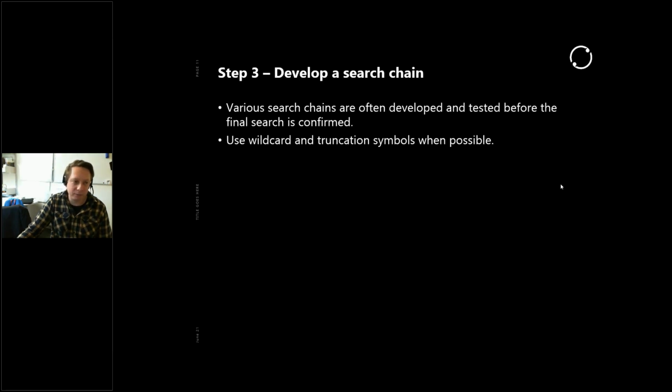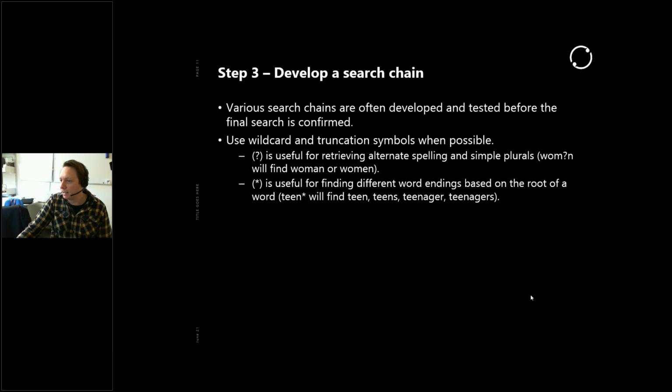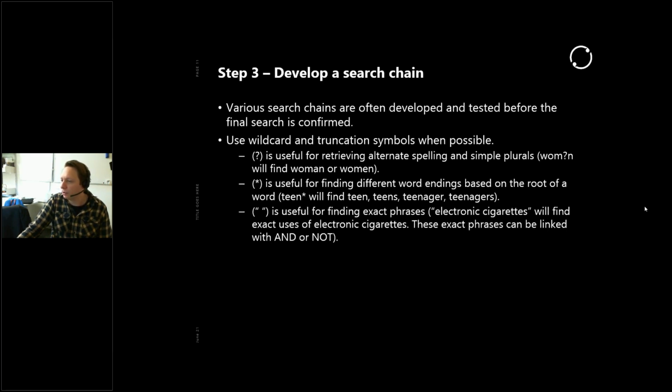Here's a few. Sometimes the search engines that you're using will not allow you to use these symbols, but if they do, they can be really helpful in order to allow you to collect more papers than you otherwise would. So for example, a question mark is useful for retrieving alternate spelling and simple plurals. So this one here, wom?n with a question mark here, will find woman and women. This symbol here is very useful for finding different word endings based on the root of a word, and I use this frequently when I'm making search chains, and I'll show this later on when I show you our actual search chains. And using speech marks is also good for finding exact phrases rather than fragments of the phrases.